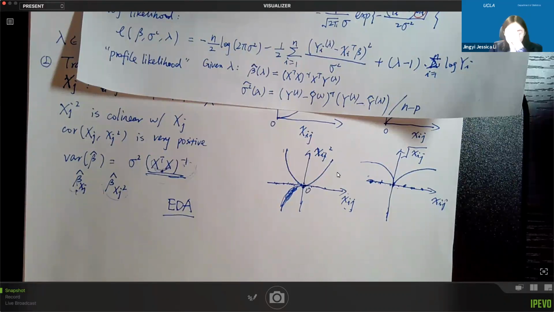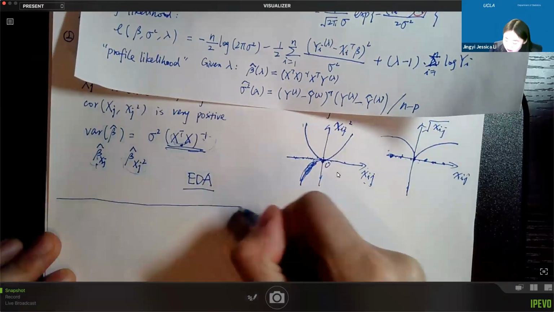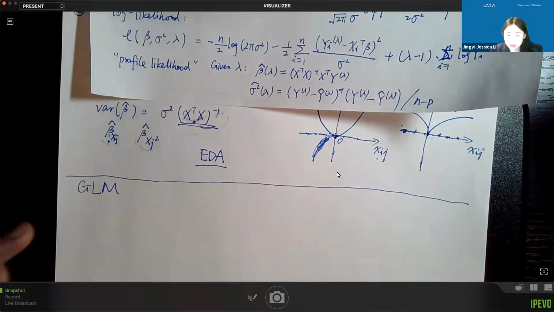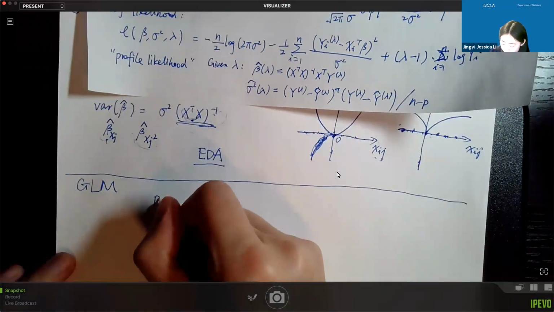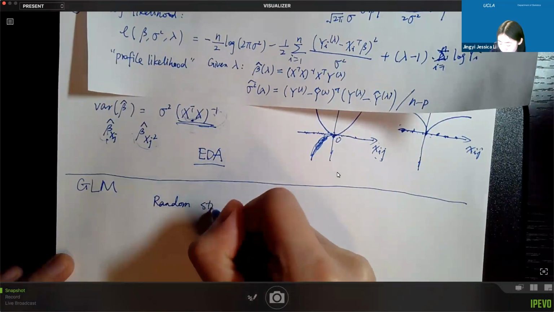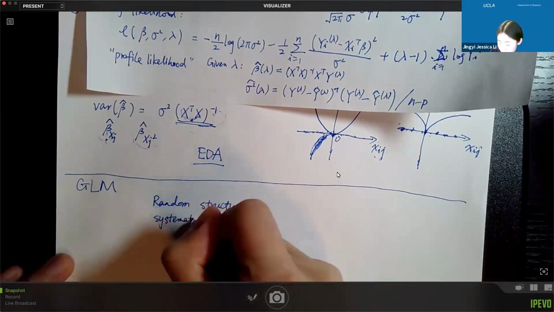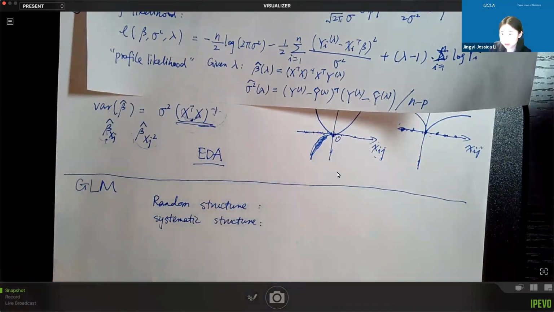Okay, so if there are no more questions, let's move on. Now we are going to start our second most important topic, GLM, Generalized Linear Models. Let me give you an overview of what GLM is. This can still be understood in terms of the model structure. What's changed is the random structure and also the systematic structure. This is just the overview, and we're going to delay the formal introduction to the GLM theory until later.